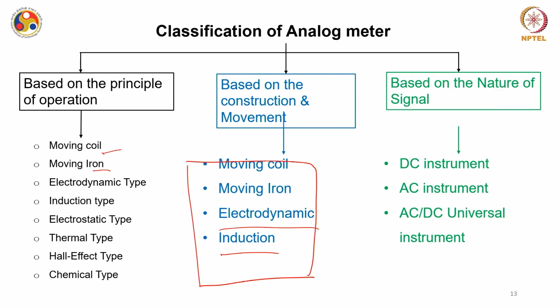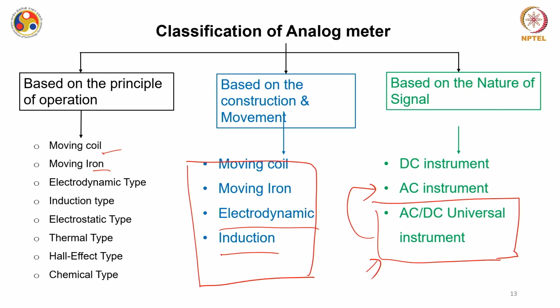Then based on the nature of signal which it generates or which it can handle, you have either DC instrument or you can have an AC instrument. Along with this DC and AC instrument, you can also have AC DC or universal instrument, which are very important. Particularly these kind of tools can be used for calibrating the AC instrument. Therefore, this kind of instruments are very much required.